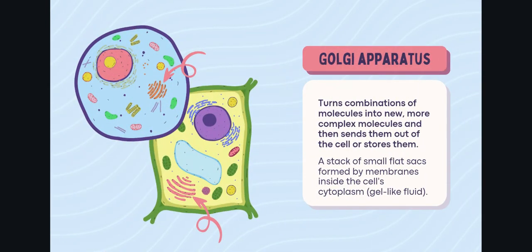The Golgi apparatus turns combinations of molecules into new, more complex structures and then sends them out of the cell or stores them. So this is basically your Amazon warehouse. It can sort and store proteins that the endoplasmic reticulum makes and send them to where they're needed in the cell or outside of the cell. It's a stack of small flat sacs formed by the membrane.